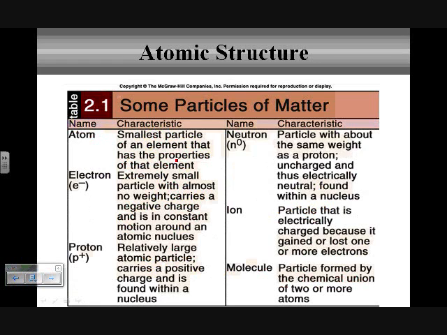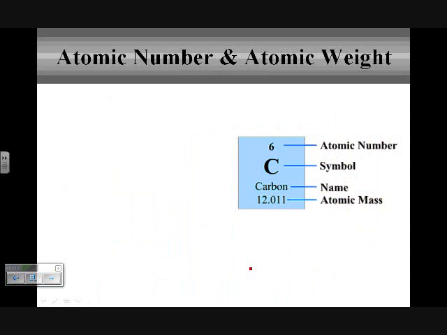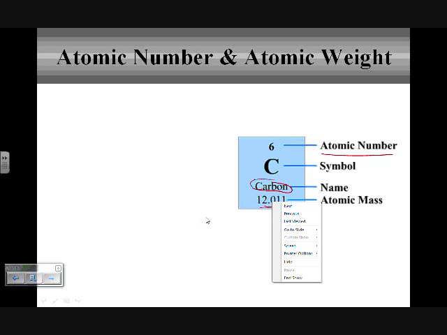Little table that just kind of sums it up, and even goes so far as to talk about ions and molecules, which we'll get to. So when you look at the periodic table, this particular picture that you see here should be relatively familiar. And it should be reviewed knowing that the atomic number is what's on the top, the symbol is in the center. Often you can find the name, so like we have carbon here, listed beneath the symbol, and then the atomic mass, which is often a decimal point.